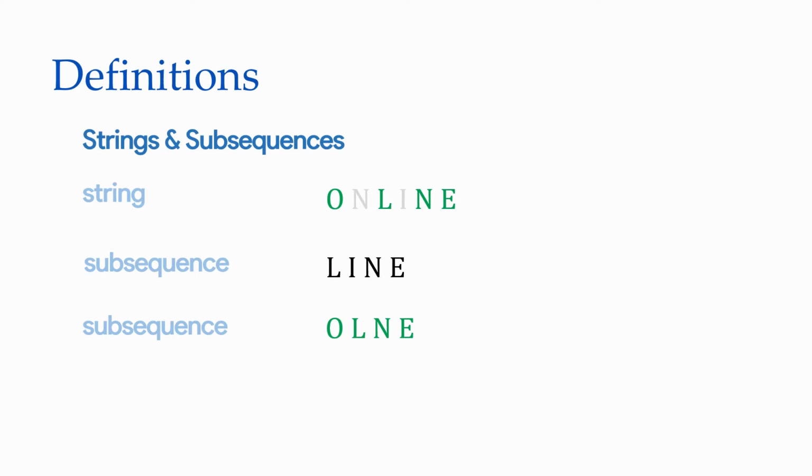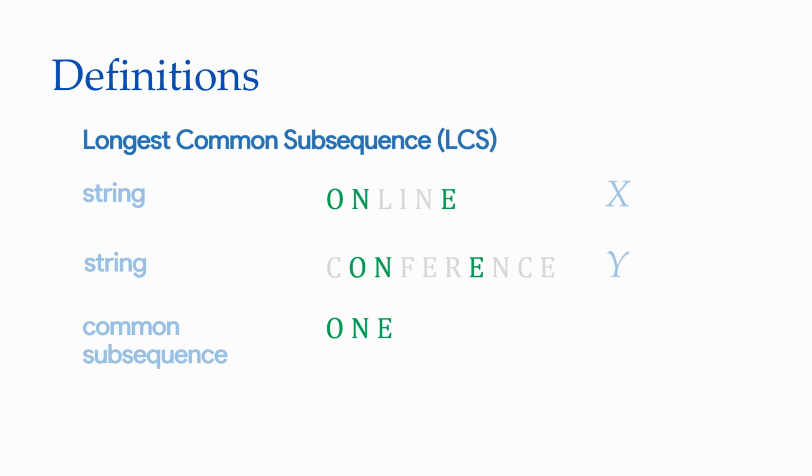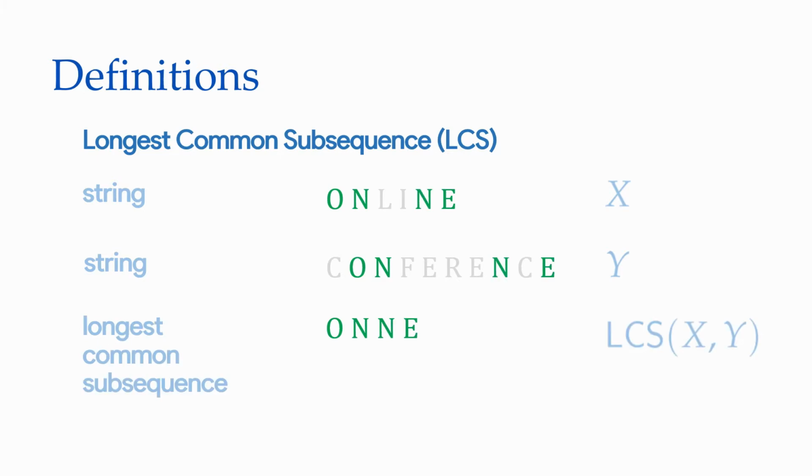subsequence. Given two strings x and y, a common subsequence is just a string that is a subsequence of both x and y. For example, the word one is a common subsequence of the strings online and conference. The longest common subsequence, or LCS of x and y, is just the maximum length common subsequence between them. We'll use LCS of x, y to denote the length of this longest common subsequence.